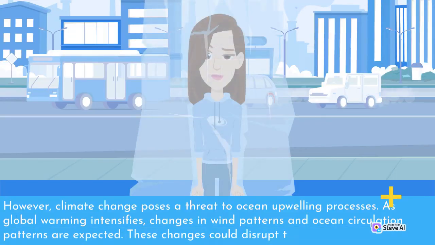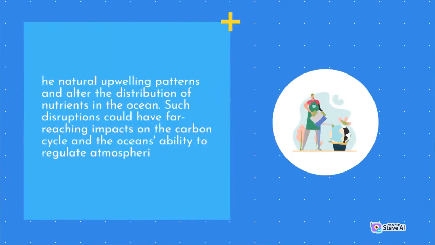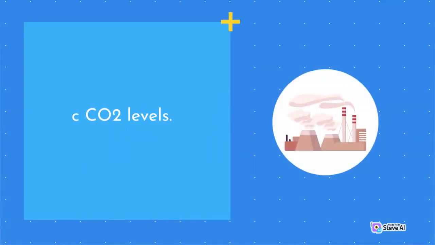However, climate change poses a threat to ocean upwelling processes. As global warming intensifies, changes in wind patterns and ocean circulation patterns are expected. These changes could disrupt natural upwelling patterns and alter the distribution of nutrients in the ocean. Such disruptions could have far-reaching impacts on the carbon cycle and the ocean's ability to regulate atmospheric CO2 levels.